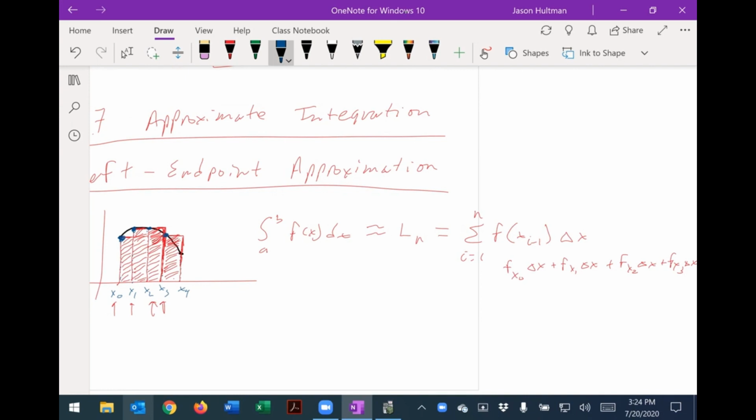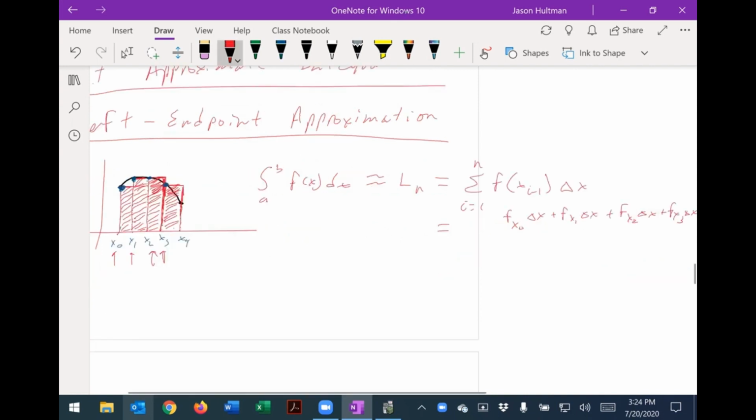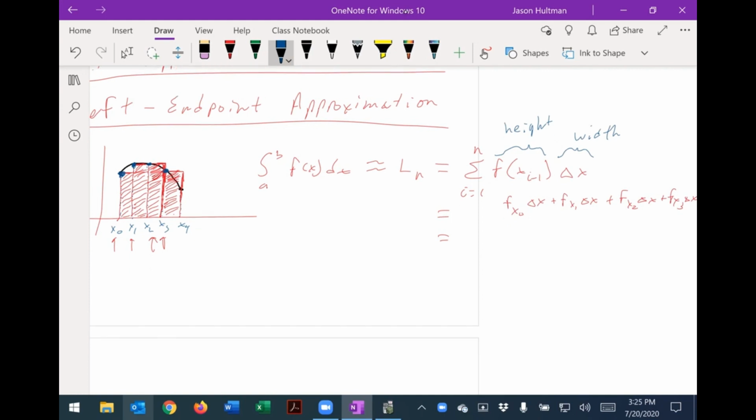What we're eventually going to do is factor out the delta x, because that's the width. This is the height of the rectangle, f of x0, and this is the width of each rectangle. Each rectangle has to have a common width. So what we can do is factor out the delta x and just add up the heights: f of x0, f of x1, f of x2, f of x3, and then multiply by delta x.